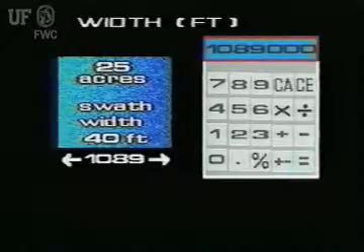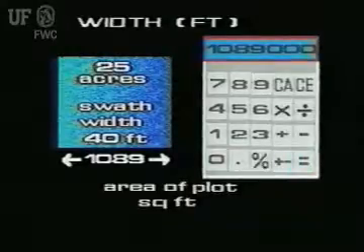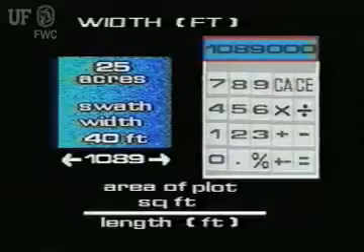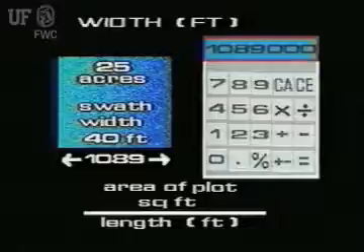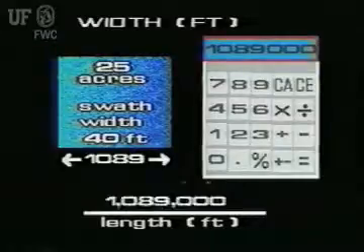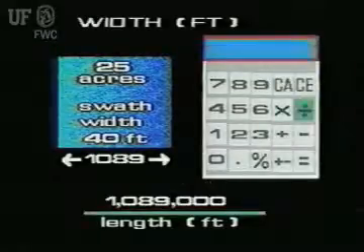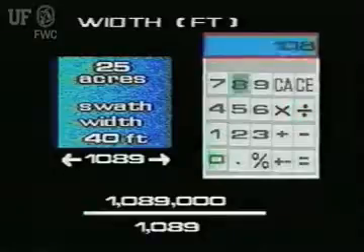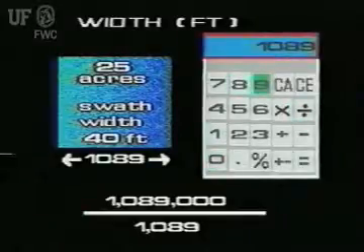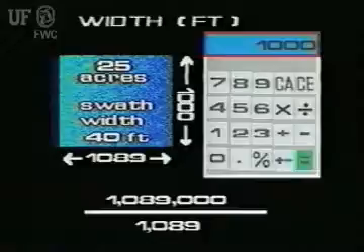Now the width in feet equals the area of the plot in square feet divided by the length. So the width in feet equals 1,089,000 divided by 1,089, or the width of the plot would be 1,000 feet. Now let's look at another example.